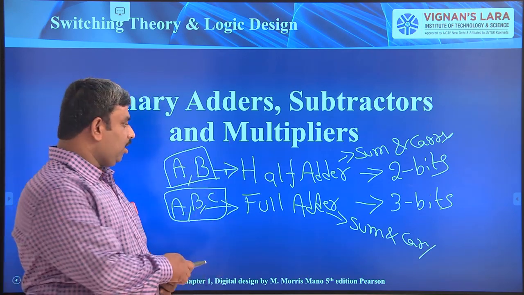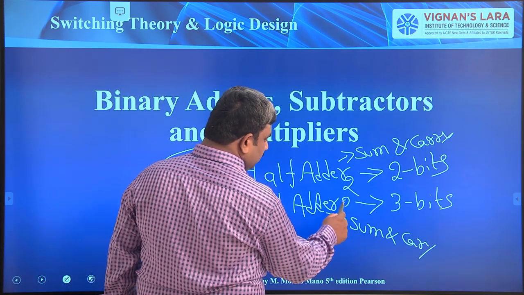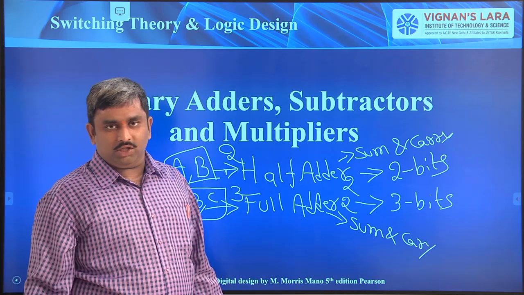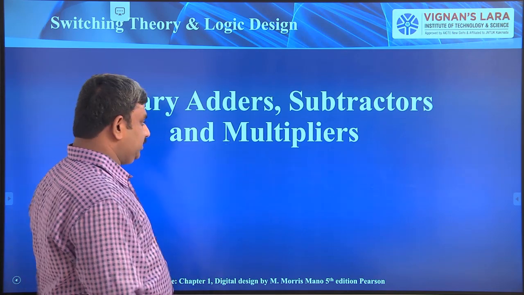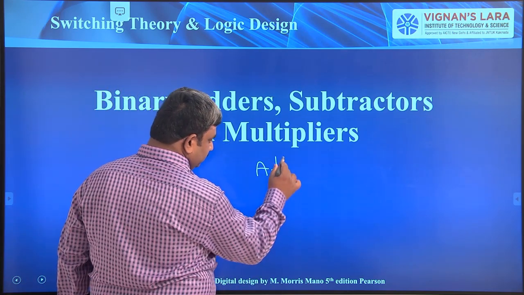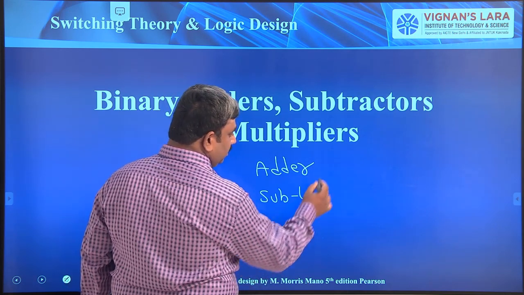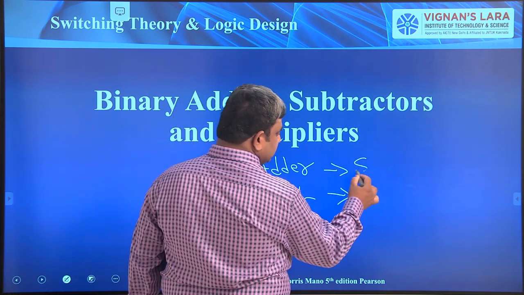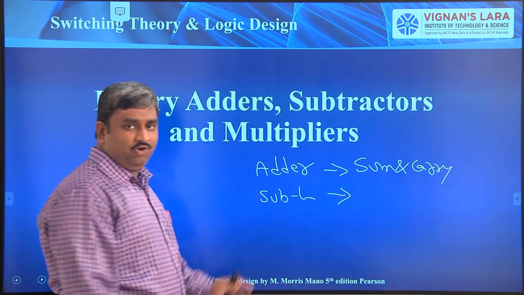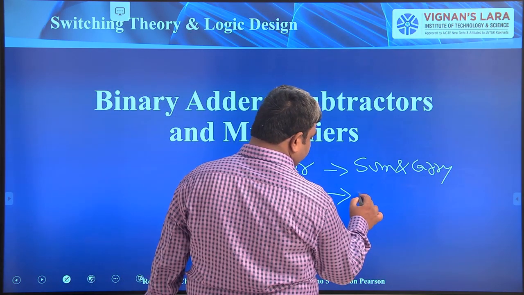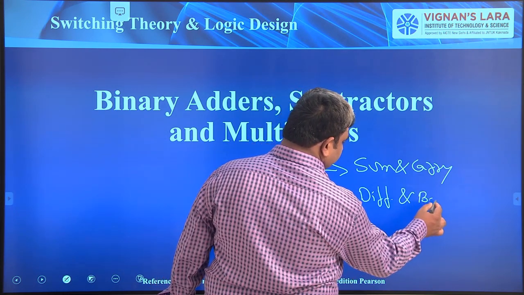Here the inputs for half adder are 2 and for full adder are 3. Coming to the outputs, here 2, here also 2. Those are the outputs of this half adder and full adder. Right. So simply I am saying that for adders, we have sum and carry outputs. Okay. In the same way for subtractor circuits, the outputs are difference and borrow.